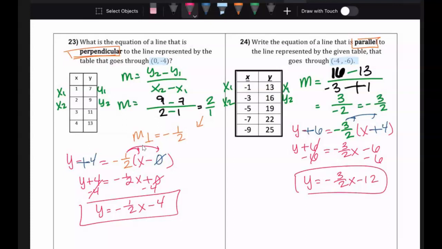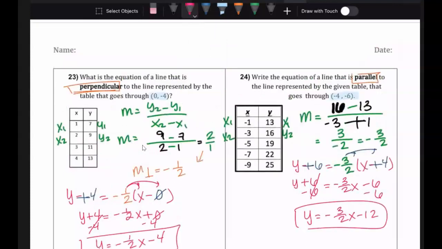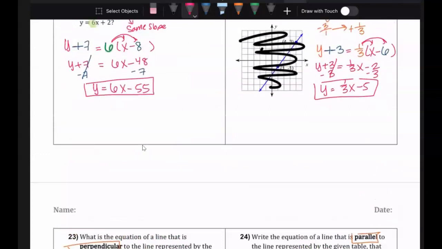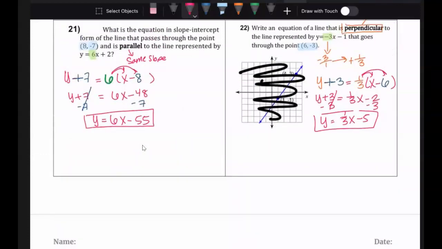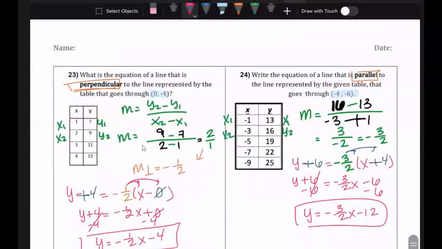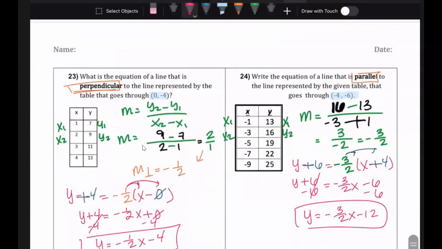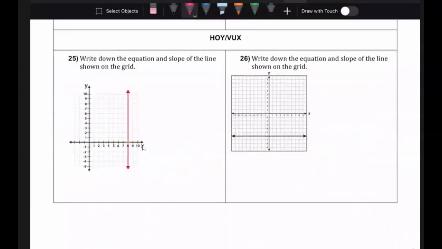So these are the more difficult problems on your final exam, so make sure you know how to do these problems, and make sure you know how to do it if you're given the equation, or if you're given a table of values. The last two questions on your review are horizontal and vertical lines. So these are the ones where you say, is it touching the x or y axis? Touching the x axis. So x equals, what number is it touching? 8. X equals 8. You're done.